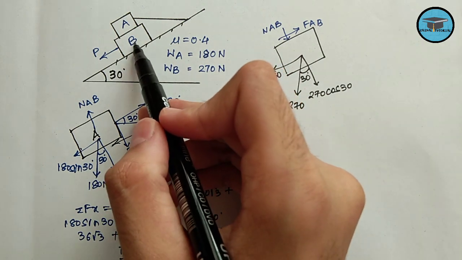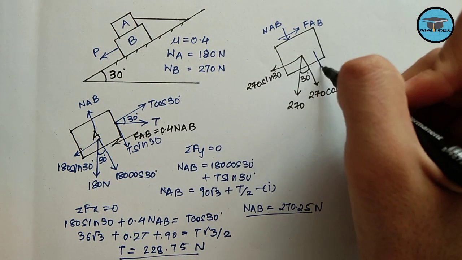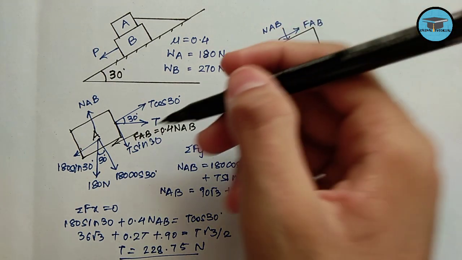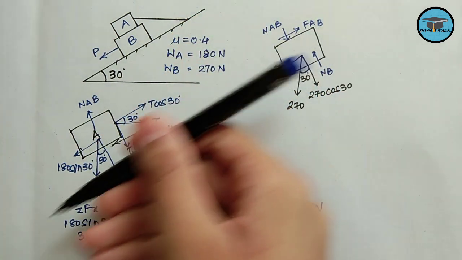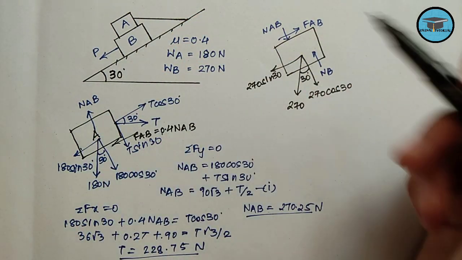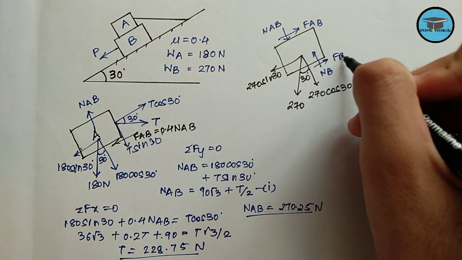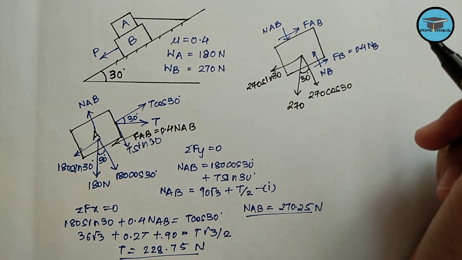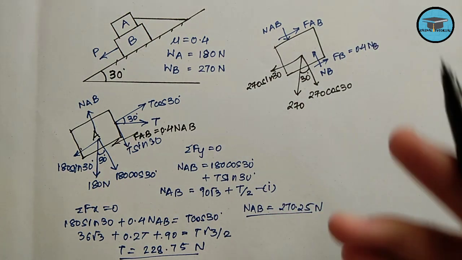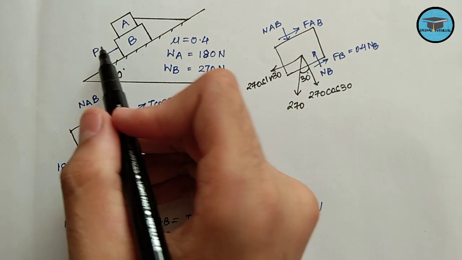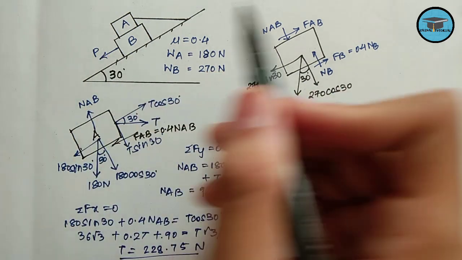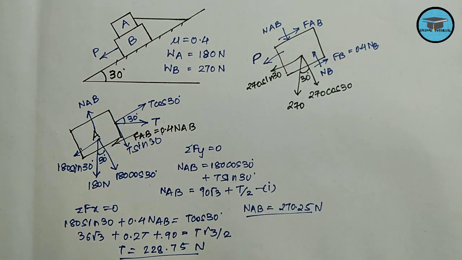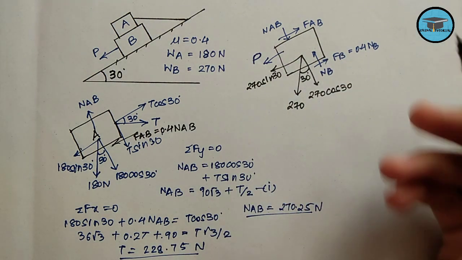Also there is a contact surface between block B and the inclined surface, so there will be a normal reaction acting, which is denoted as NB, and there will be a frictional force acting. Since block B is moving in this direction, the frictional force would definitely act in this direction, so the frictional force acting on block B due to this contact surface would be FB equals 0.4 times NB. Also there is force P which we need to find, which is required to move this block. So there's this P.